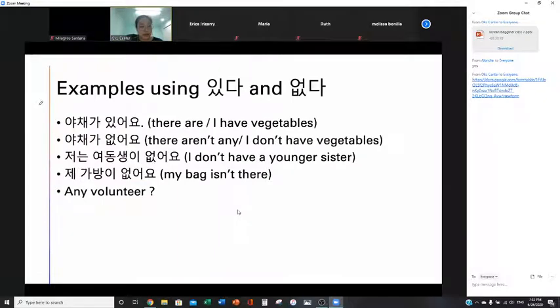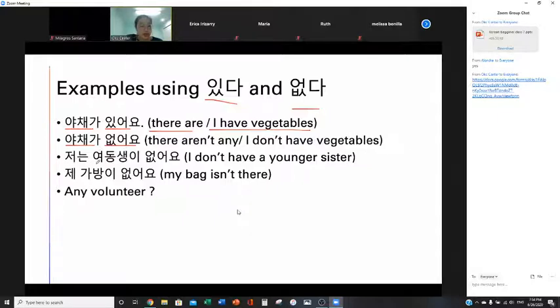So you can add the things to say things like 있다 or 없다. So examples of 있다 and 없다. 야채가 있어요. So 있다 was changed to the basic form right here, 있어요. And 야채 was added as a thing. So there are or I have vegetables. So 야채가 없어요. It's the opposite meaning of this one, right? So it means that there aren't any or I don't have vegetables.